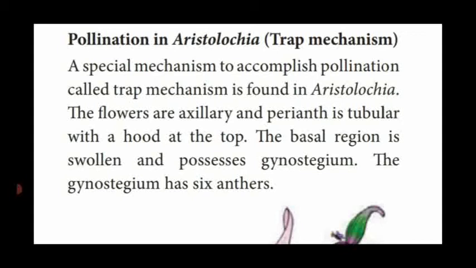They show the structure of the perianth in the form of a tubular-like structure with a small hood-like outgrowth at the top. The basal region of the flower is a swollen, bulged portion and possesses the gynostegium. What is that? The stigma fused with the pollen grains, that is the stamen. That is said to be the gynostegium. In this flower, the gynostegium has 6 anthers.